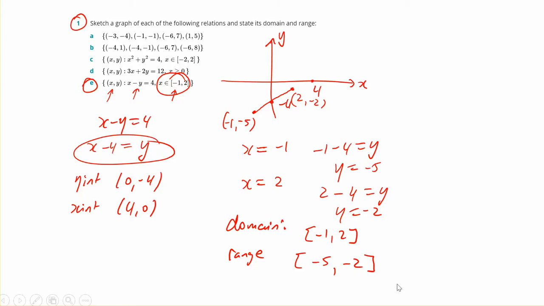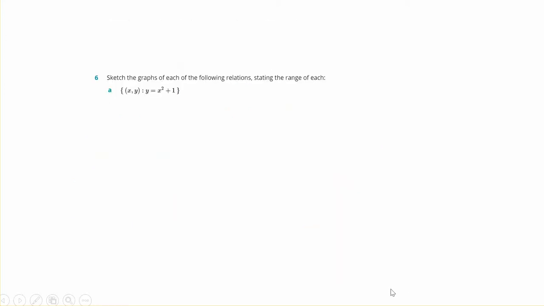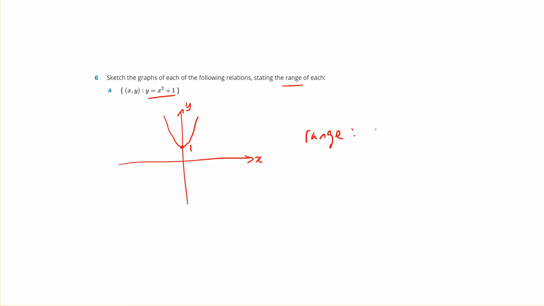Next question. Question 6, sketch the graph of this and state the range. This is a very straightforward graph because we've got y equals x squared plus 1. That's a quadratic that's been moved up 1, so it's going to look something like this. Its turning point is at (0, 1). So my range: what's the lowest value? My lowest value is +1, and it goes up forever, so it goes to infinity. That's your range. And your domain is obviously all real numbers.